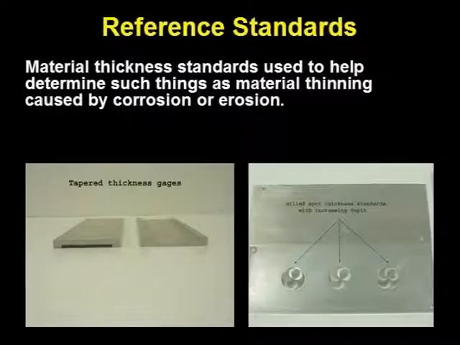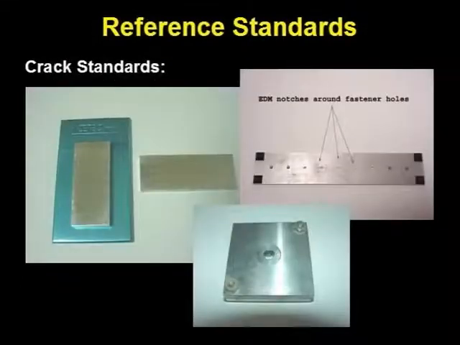This slide illustrates some material thickness standards. Crack standards come in a variety of shapes and sizes, which is controlled by the inspection application. The material should be the same or very close to the material of the component being tested. EDM notches are often used to represent cracks, but it should be noted that EDM notches usually give a stronger signal than a crack will.